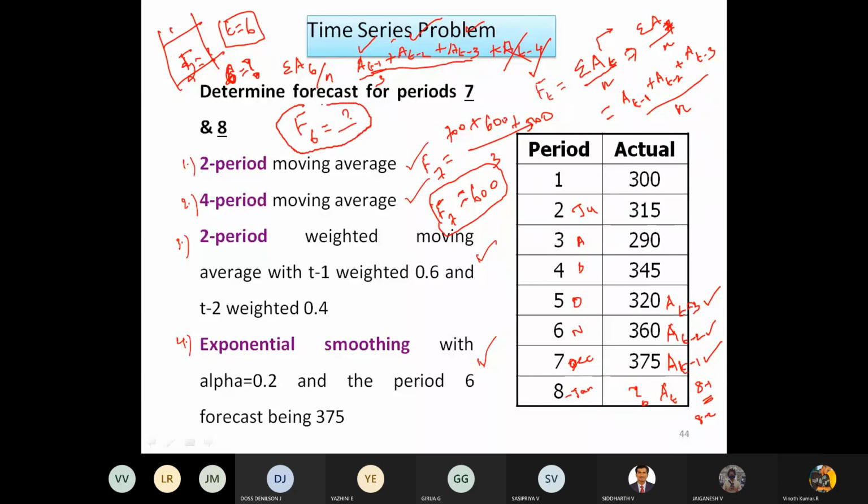புரியுதுங்களா? Yes, sir. So do you have any doubt on finding the forecast value? Any doubt? No, sir. Right. Okay, no doubt. Okay, you can take down the continuation problem. It is the weighted moving average method.